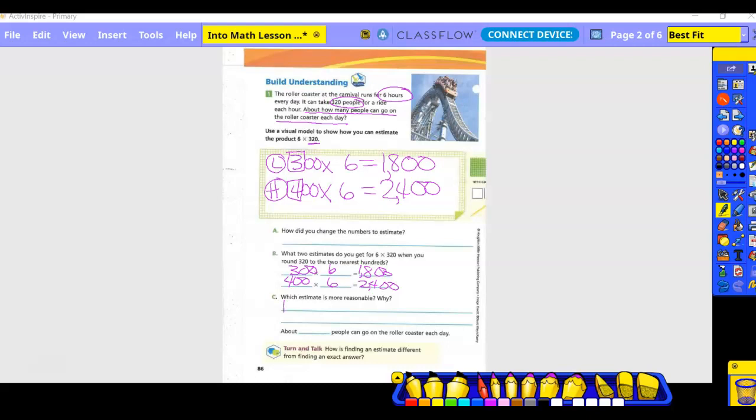So 1,800, because 300 is closer to 320. So about 1,800 people can go on the roller coaster each day. Now, would the actual answer probably be a little bit more? Yes, because you went with the low estimate. So it would be at least probably the 1,800.